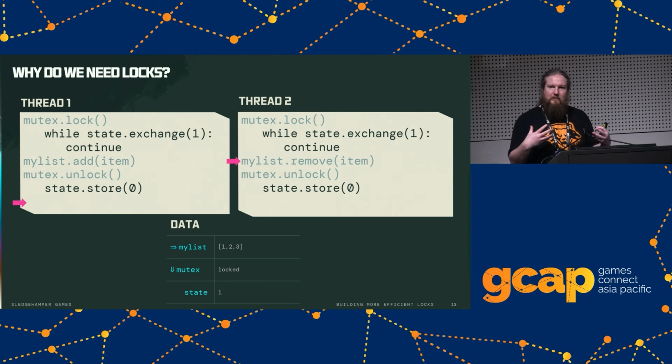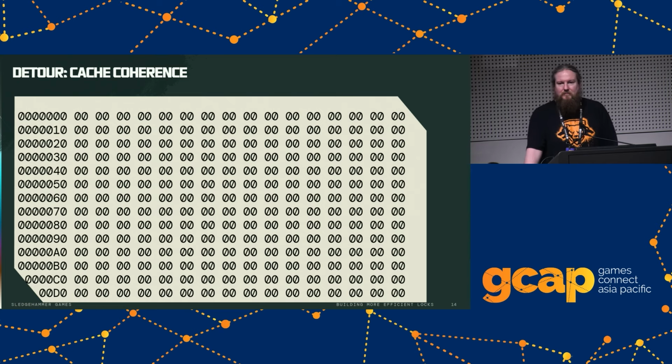So that prevented those 2 threads from executing on that same list at the same time. With this naive implementation, there are some cache coherence considerations that we might want to think about, so let's take a little bit of a detour and get a better understanding of that.